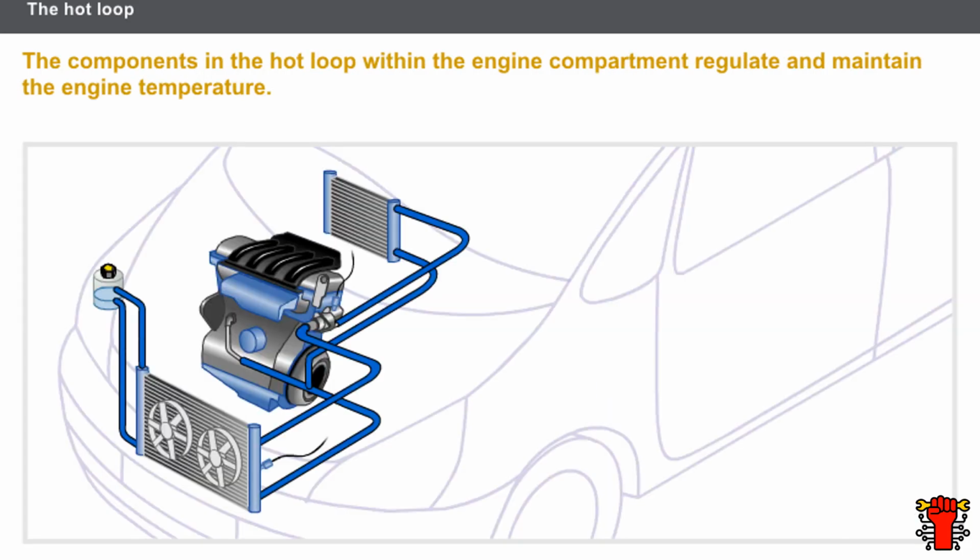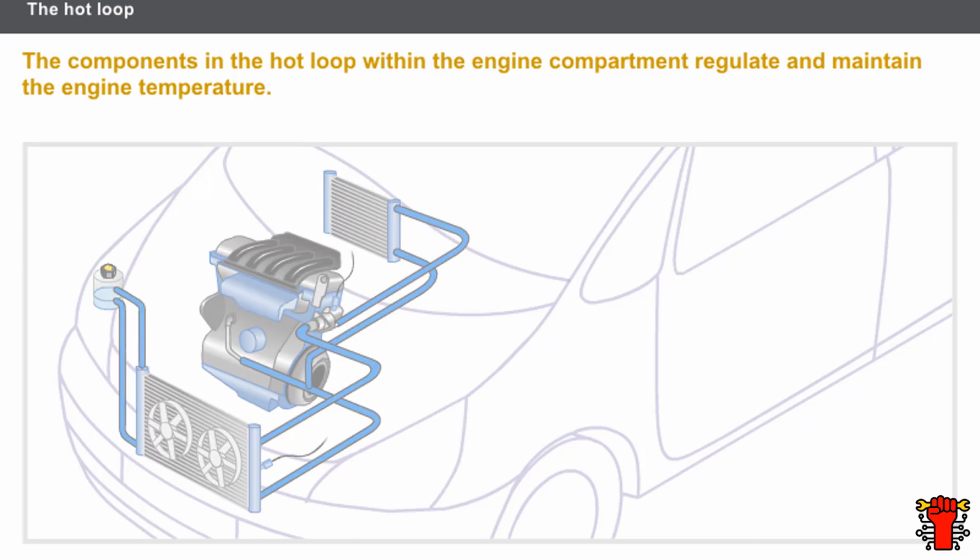Let us look first at the components in the hot loop within the engine compartment. The components in the hot loop within the engine compartment regulate and maintain the engine temperature. The hot loop is made up of the following components: the cooling radiator, the cooling fan assembly and temperature switch, the thermostat, and the engine temperature sensor. Flexible and rigid pipes are used to connect these different components.